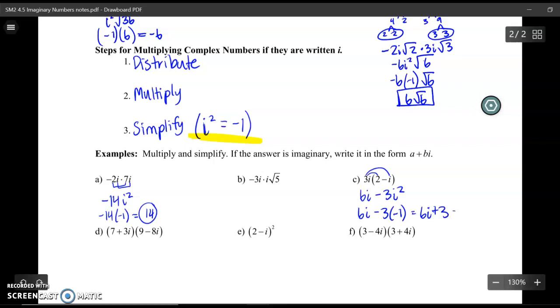I'm going to do one more thing. I am going to rewrite this as 3 plus 6i. I didn't really change anything except for the order here. It's just that we always like to put the real part, so the part without the i's, first, and then do the part with the i's.